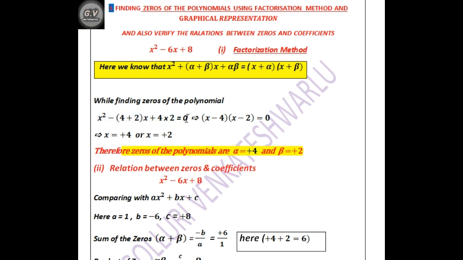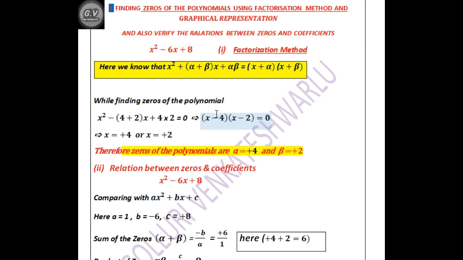So according to the above identity, it can be expressed as x minus alpha, the first linear factor, and x minus beta. We need to change the symbol, Nana. Symbol minus means we need to change the symbol. X minus 4 is one factor. X minus 2 is another linear factor.